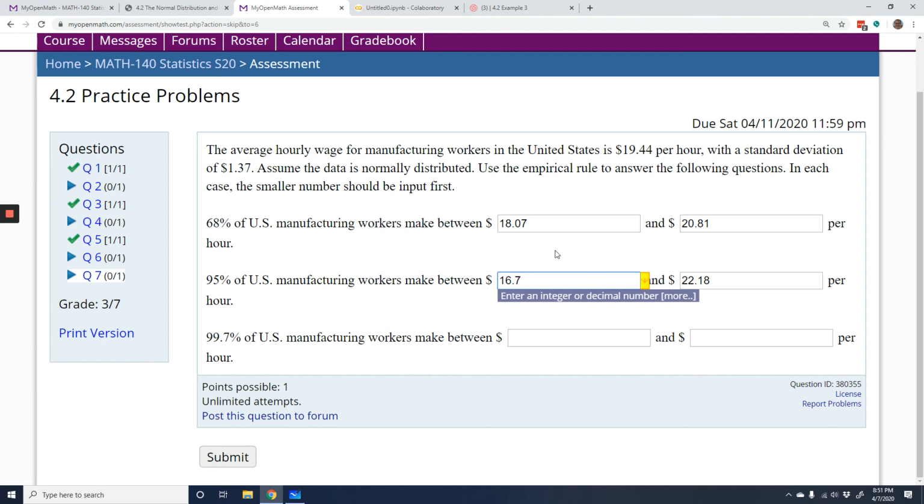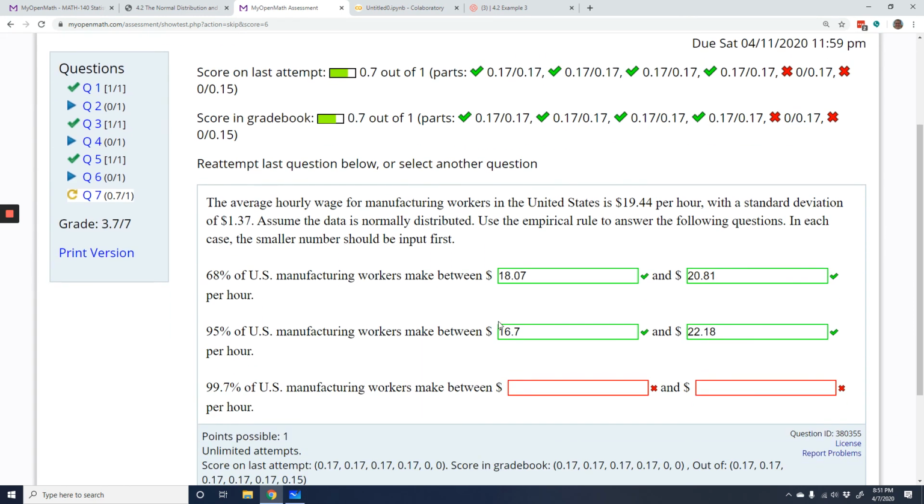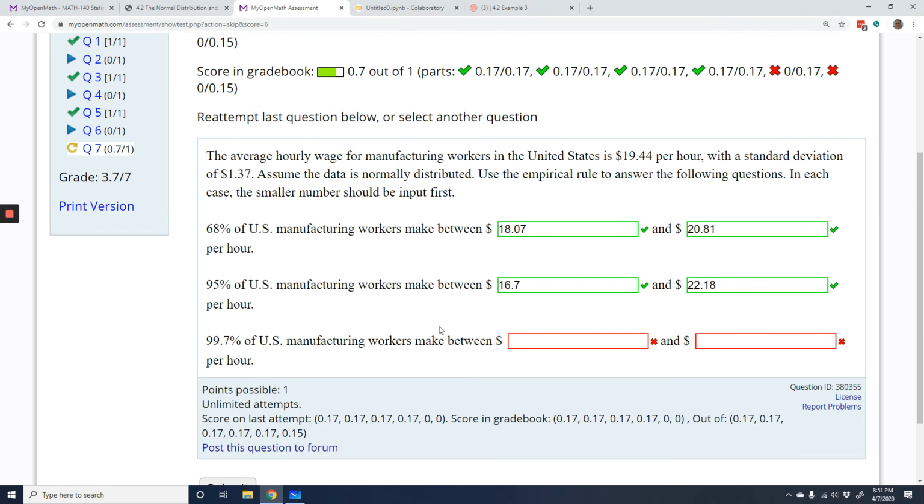Notice the range between these two values is larger than the range between the first two because we're including a larger proportion of the population. This only includes the middle 68%. This includes the middle 95%. I won't fill in this last one. I'll leave that to you, but it's just within three standard deviations. If I click Submit, as expected, the first two cases are correct, and it's just that last case of 99.7%, where I didn't put anything, that we didn't get credit for.